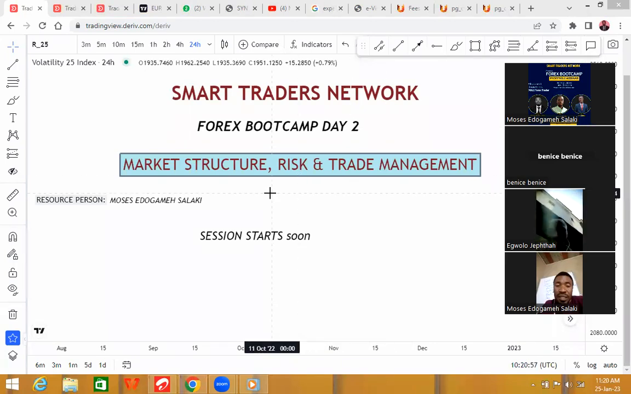Market structure, risk, and trade management. I don't want to call it risk management alone, and I don't want to call it trade management alone. So I choose to call it risk and trade management. The reason being that it is not enough to know risk management. You must also know trade management. Very important, like very important, is key. So let's get to it.